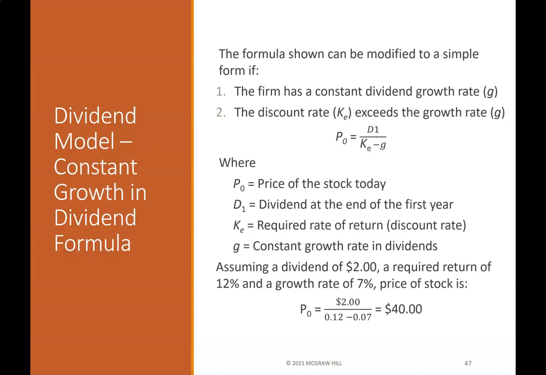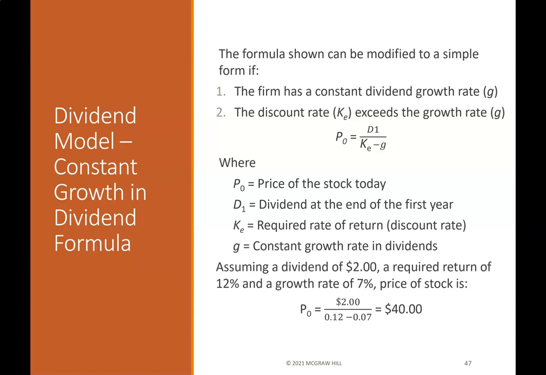Dividend model, constant growth and dividend formula. The formula shown can be modified to a simple form if 1, the firm has a constant dividend growth rate, and 2, the discount rate exceeds the growth rate. P equals price of the stock today, D equals dividend at the end of the first year, K equals required rate of return, or the discount rate, and G equals constant growth rate in dividends. So P equals D divided by K minus G.